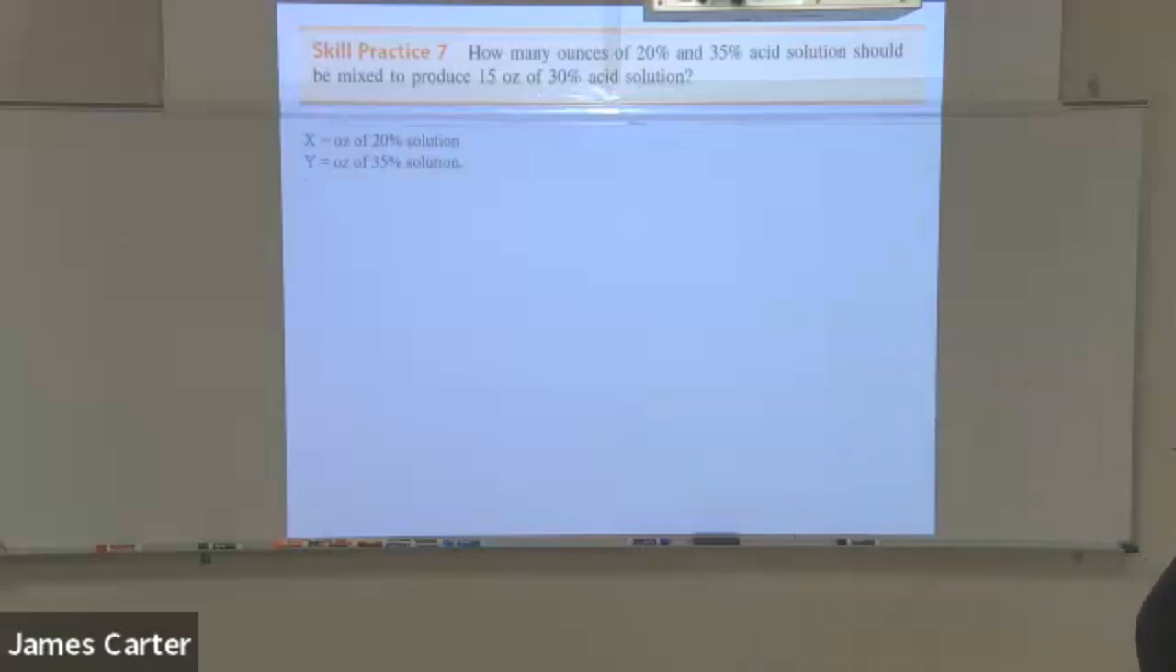Okay, here's my legend. X represents the amount of 20% solution. Y represents the amount of 35% solution. Okay. In other words, we're going to have to raise this 20 up to 30. So we're probably going to have more of this one than we will that one.